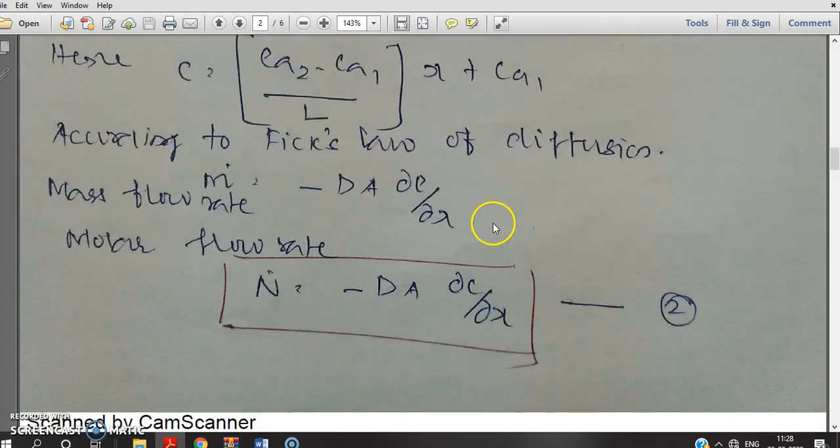According to Fick's law of diffusion, m dot equal to minus D A ∂ρ/∂x. That is, mass flow rate is directly proportional to density gradient and area of the membrane. In other words, the mass flow rate is directly proportional to density difference and inversely proportional to thickness of the membrane.